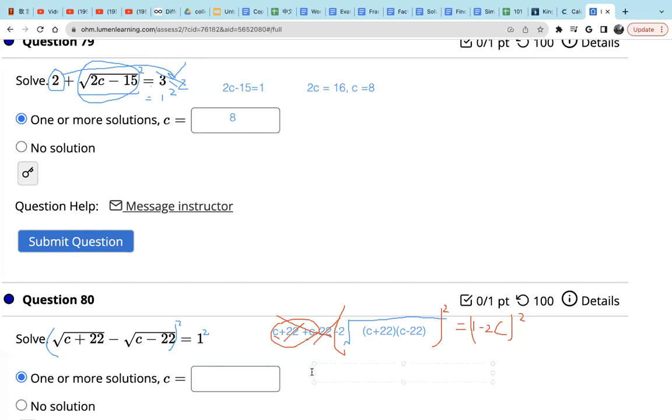Then the square of negative 2 becomes positive 4. Square root and square cancel each other. So we get c plus 22 or c squared, so the difference of 2 squares, c squared minus 22 squared, equals, the other side is a perfect square, 1 minus 2c squared. So first one squared, minus 2 times the product of those two, which is 4c, then plus 4c squared.